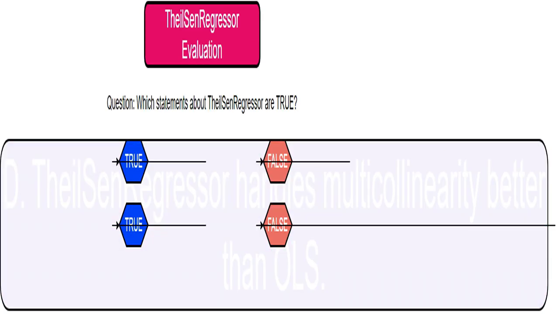This is also false. While robust to outliers, TheilSenRegressor doesn't directly address multicollinearity. When predictor variables are highly correlated, other techniques are better suited for handling this specific issue. This needs to be addressed separately if it's a problem in your data.